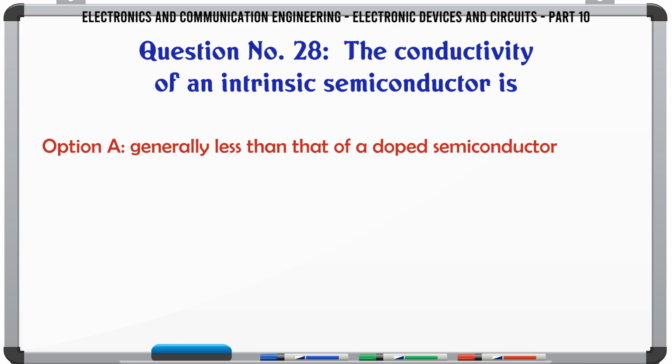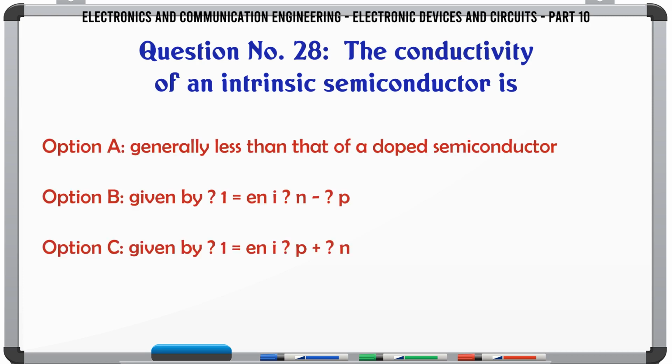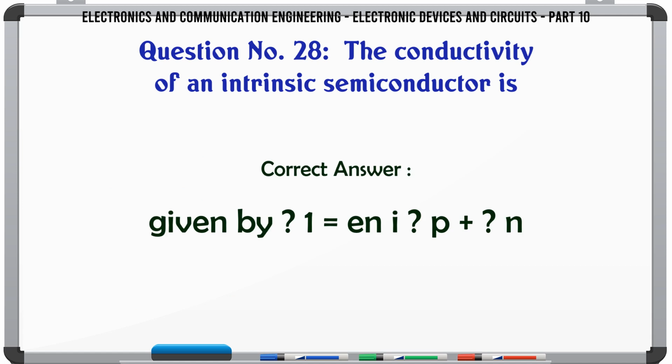The conductivity of an intrinsic semiconductor is A. generally less than that of a doped semiconductor. B. given by 1 NINP. C. given by 1 NIPN. D. given by 1 NINP. The correct answer is given by 1 NIPN.